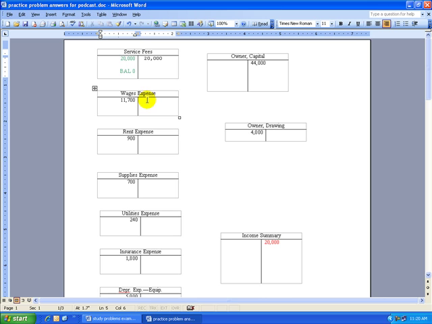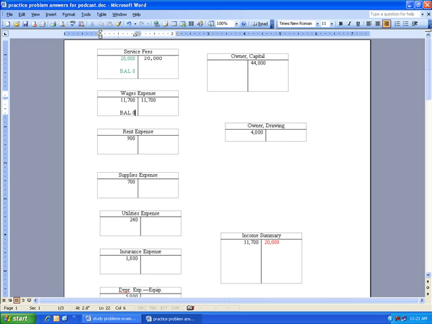Next thing that we do in the closing process after closing our revenue accounts is to close all of our expense accounts. Here we have several. We'll start with wage expense. We have $11,700 debit in wage expense, so we need to make a corresponding credit that will bring this account balance to 0. Since we've made a credit, we need to make a debit elsewhere, which we will do in income summary, $11,700.